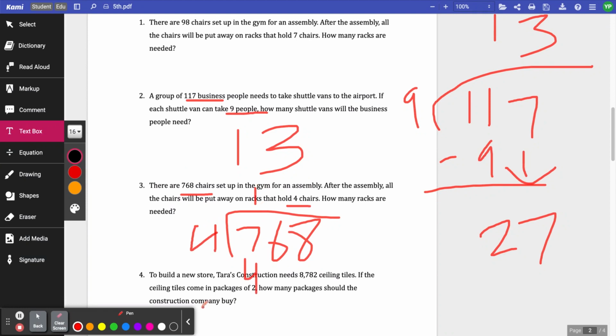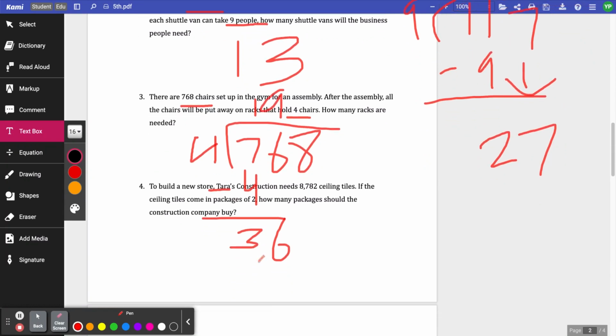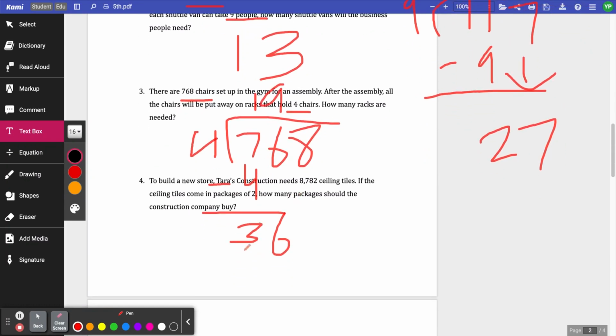You do 4, minus, so it becomes 3. You bring down the 6, and 4 times 9 is 36. So we have a 0, and we just bring down the 8, and then 4 times 2 equals 8. So we get 192 racks.